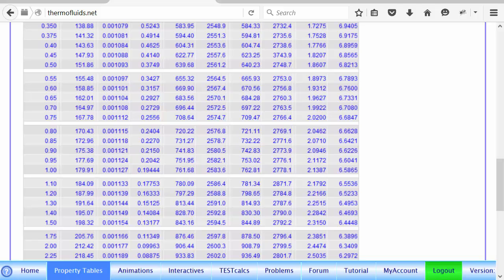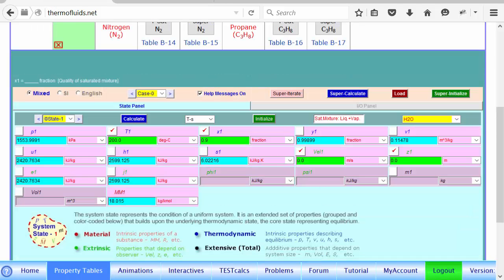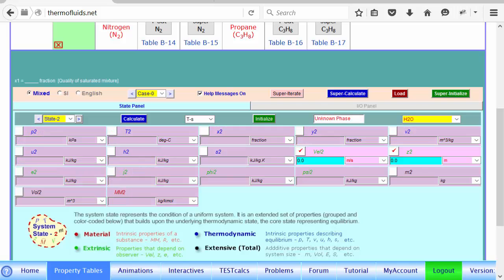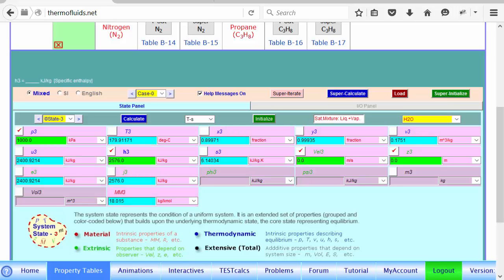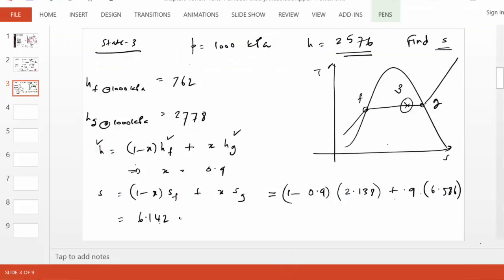So finally, let's go to test calc and make sure we can calculate state 3. 1000 kPa is known, and enthalpy was given as 2576. So we just enter it here, and here comes quality, which is 0.9, and entropy is 6.14. So therefore we have just verified our result, and we found the entropy in this mixture state.